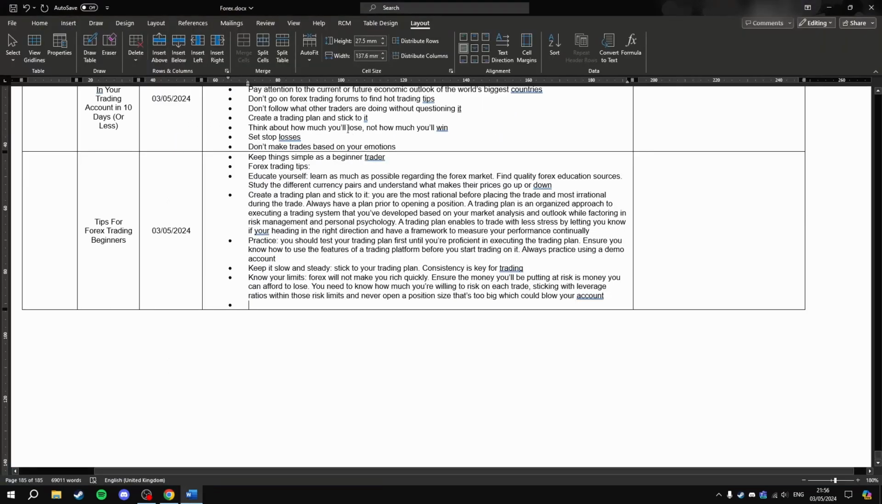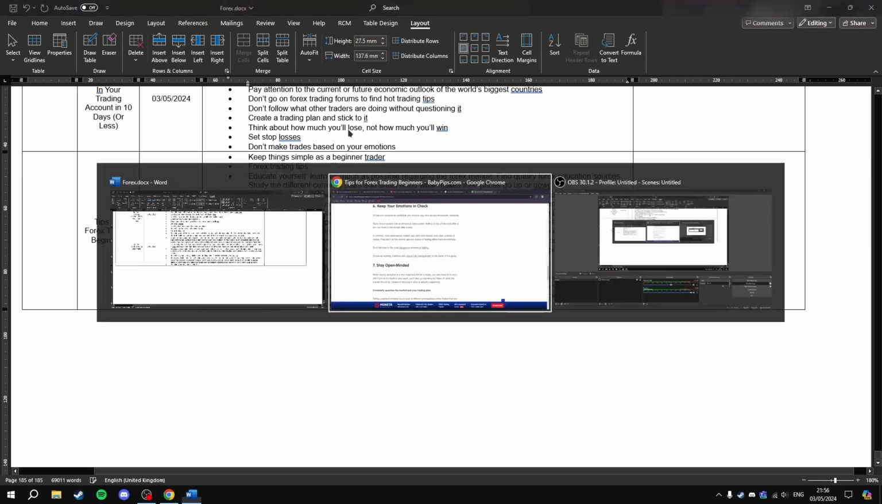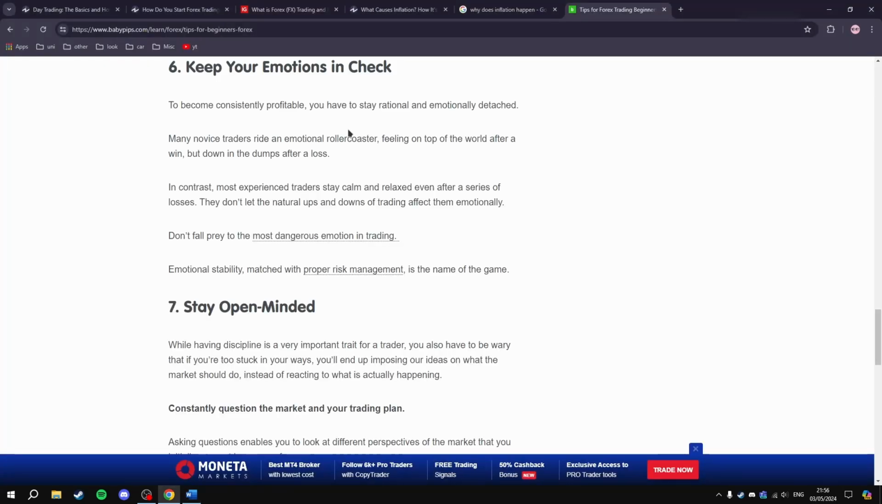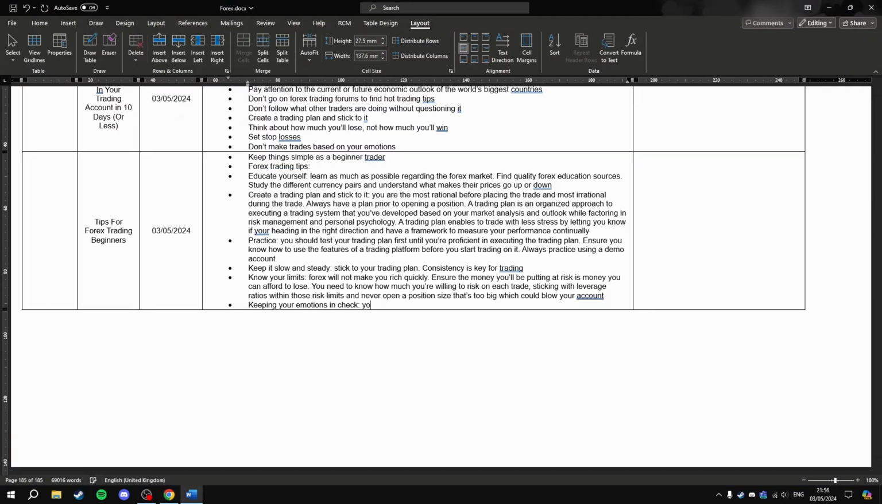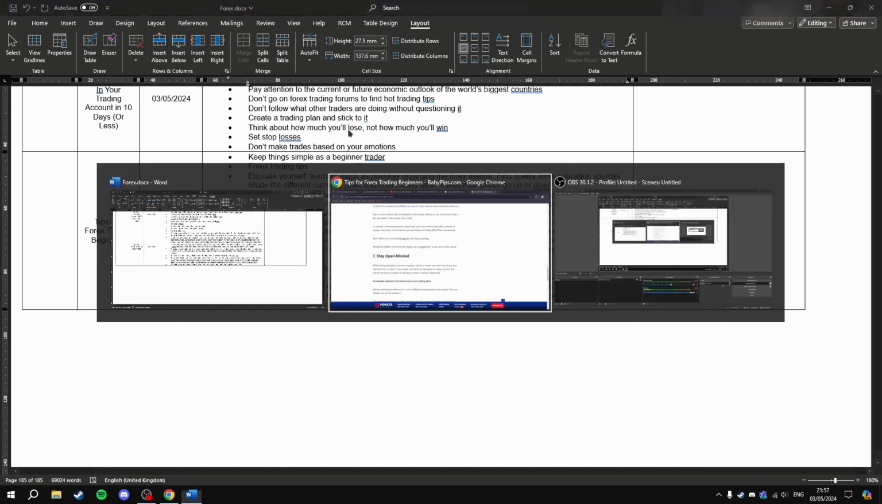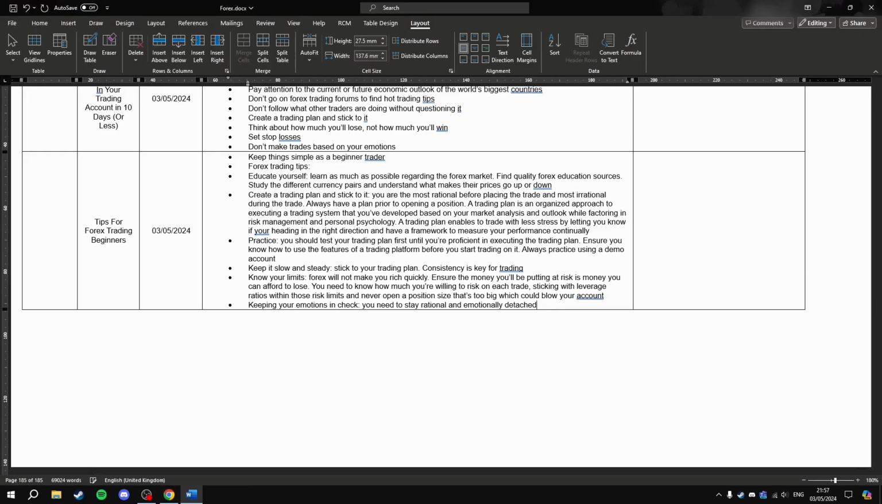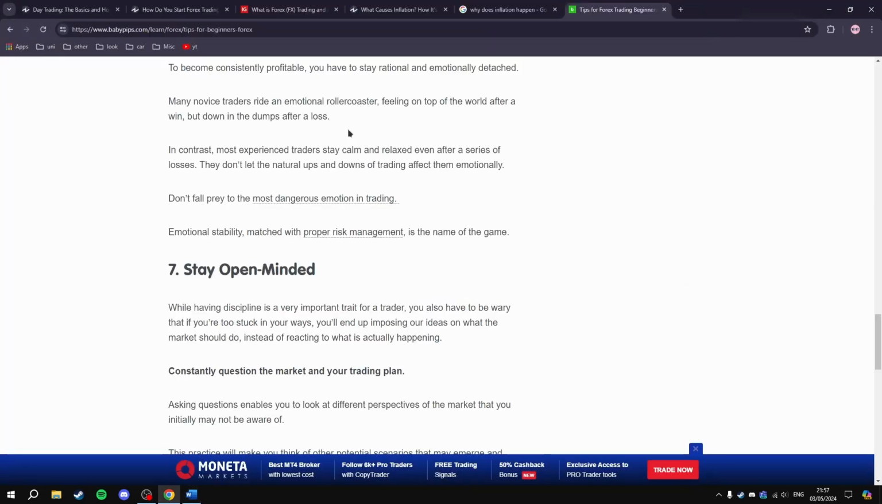Keeping your emotions in check. To become consistently profitable, you have to stay rational and emotionally detached. Many novice traders ride an emotional roller coaster, feeling on top of the world after a win, but down in the dumps after a loss.